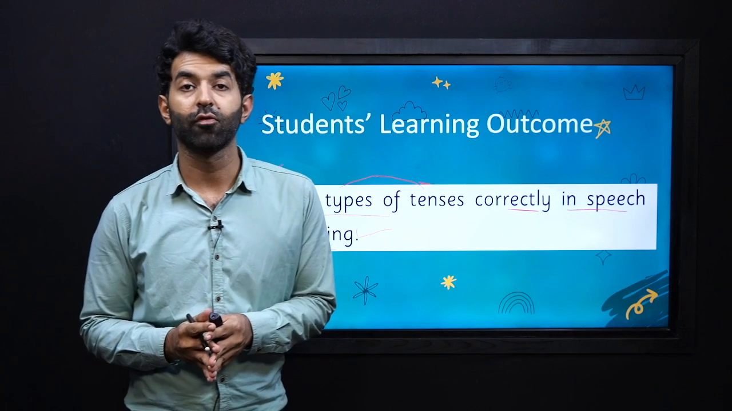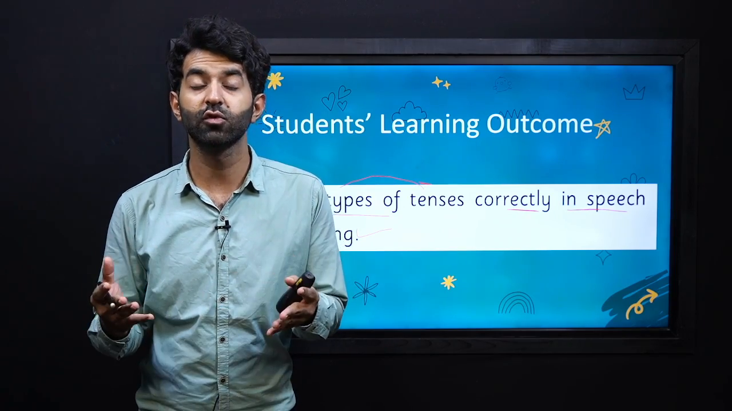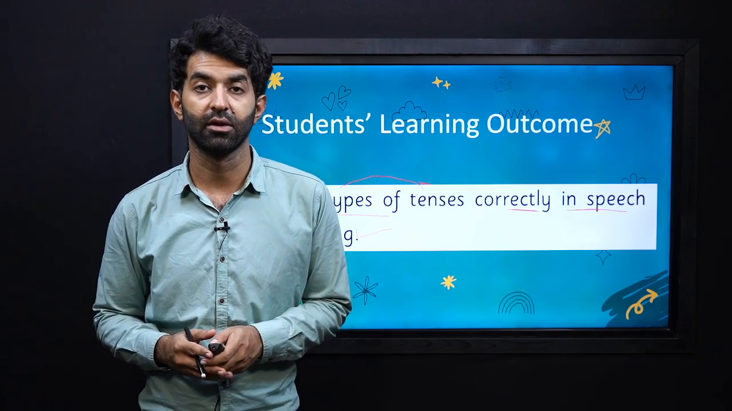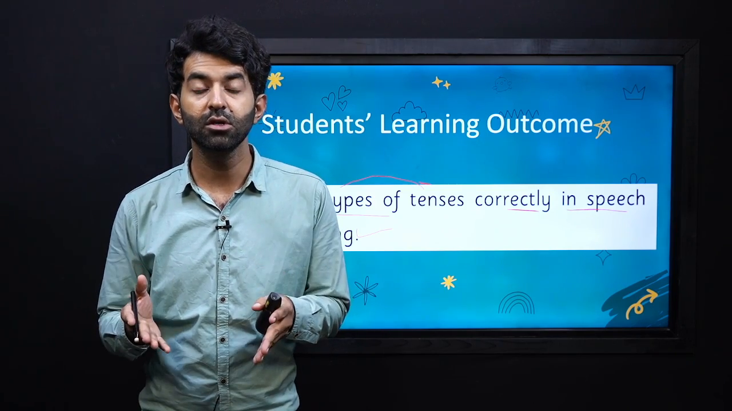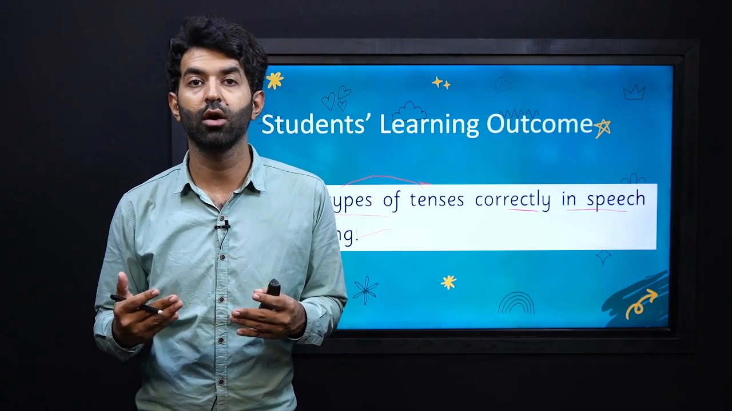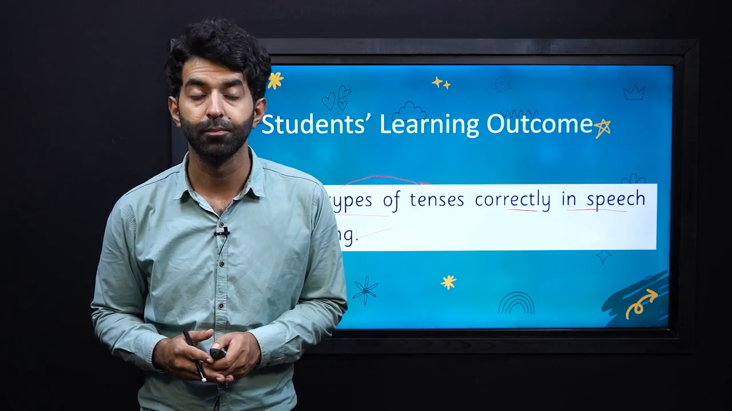Now, we are aware of tenses. What are they? Why do we use them? We use them to include the aspect of time in our sentences. It may be in the present, if you're saying something from the past, if you're referring to past, or if you're referring to the future, which is yet to come.